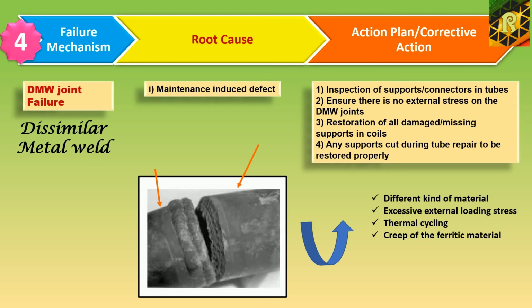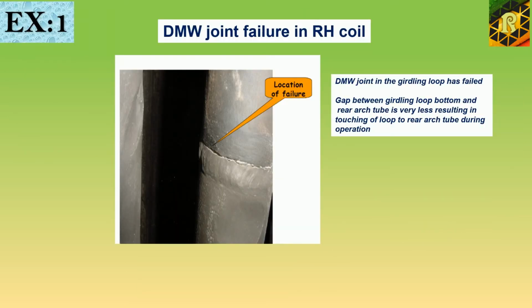Corrective actions to be taken to avoid this kind of failure are inspection of supports or connectors in tubes, ensure there is no external stress on the DMW joints, restoration of all damaged or missing supports in coils, and any supports cut during tube repair to be restored properly. There is one example of DMW joint failure in a reheater coil. Here in this case, the girdling loop has failed due to welding of dissimilar weld.